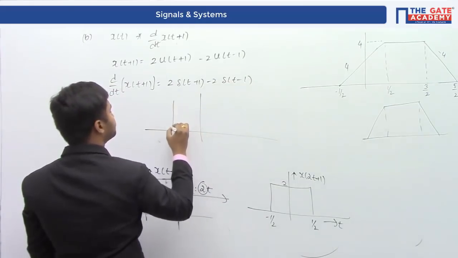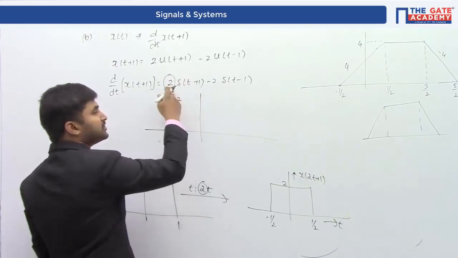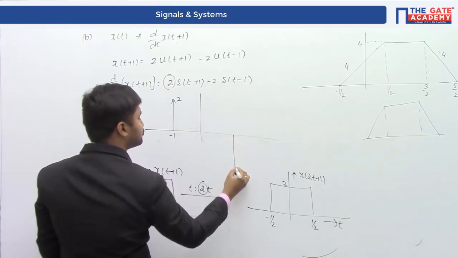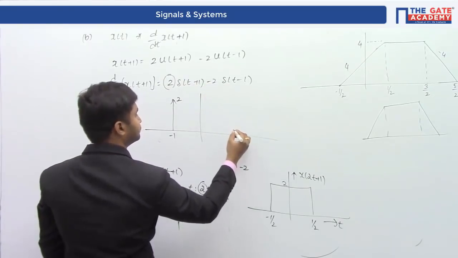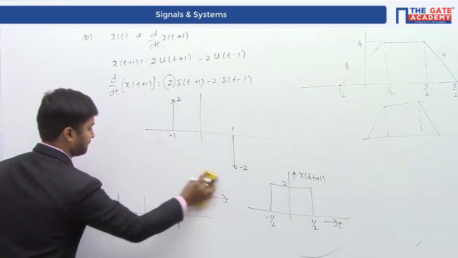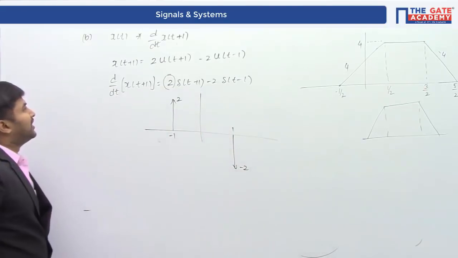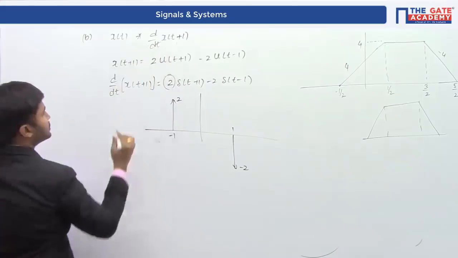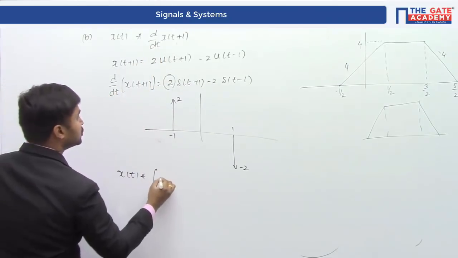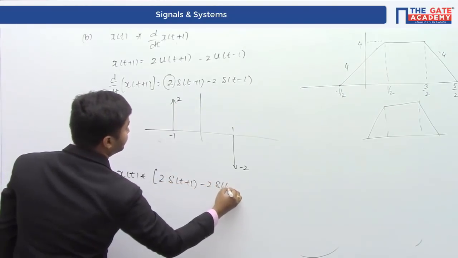One at t is equal to minus 1, with the area of 2. The coefficient of delta is always going to be the area. And here it's going to be minus 2, at t is equal to 1. So whenever we are convolving x of t with this function, which is 2 times delta of t plus 1 minus 2 times delta of t minus 1.